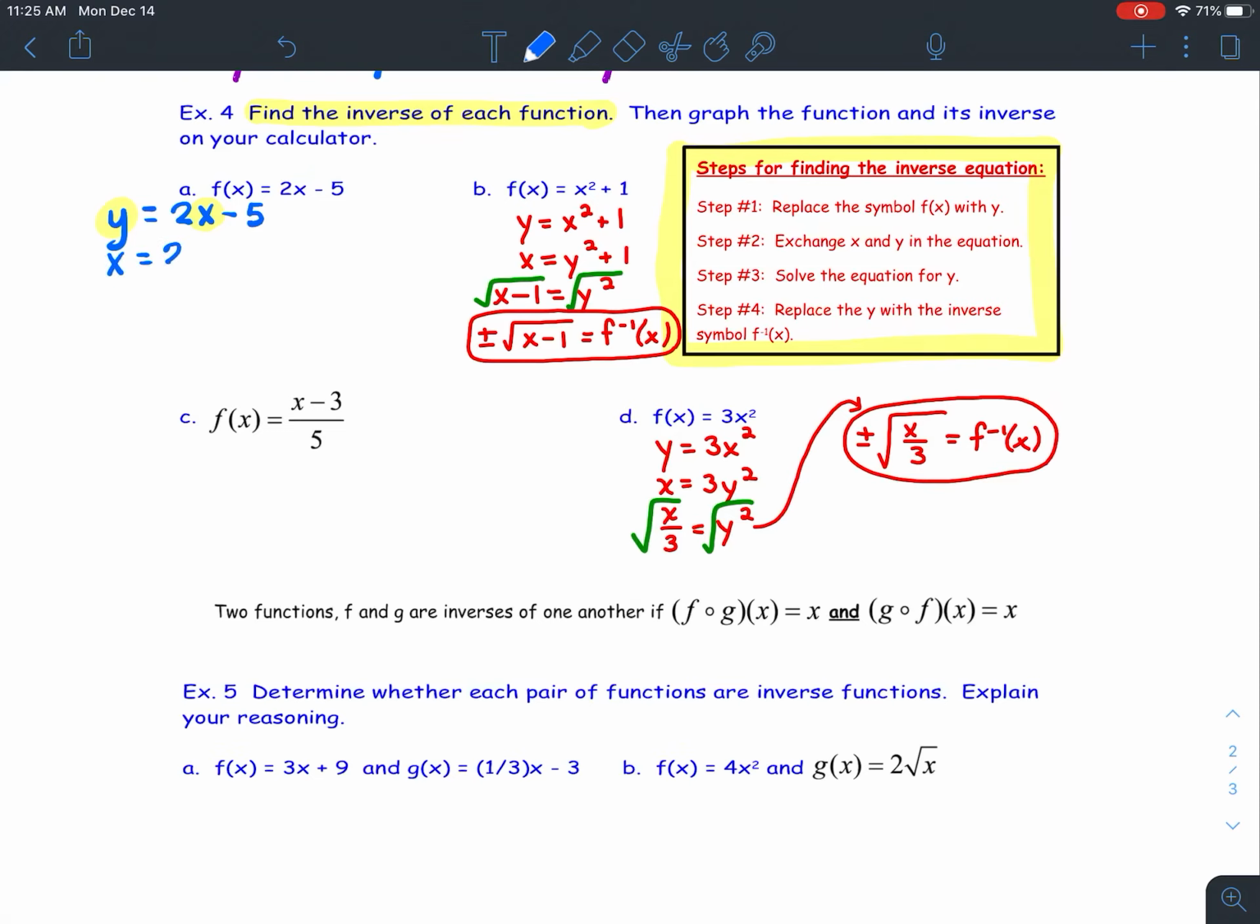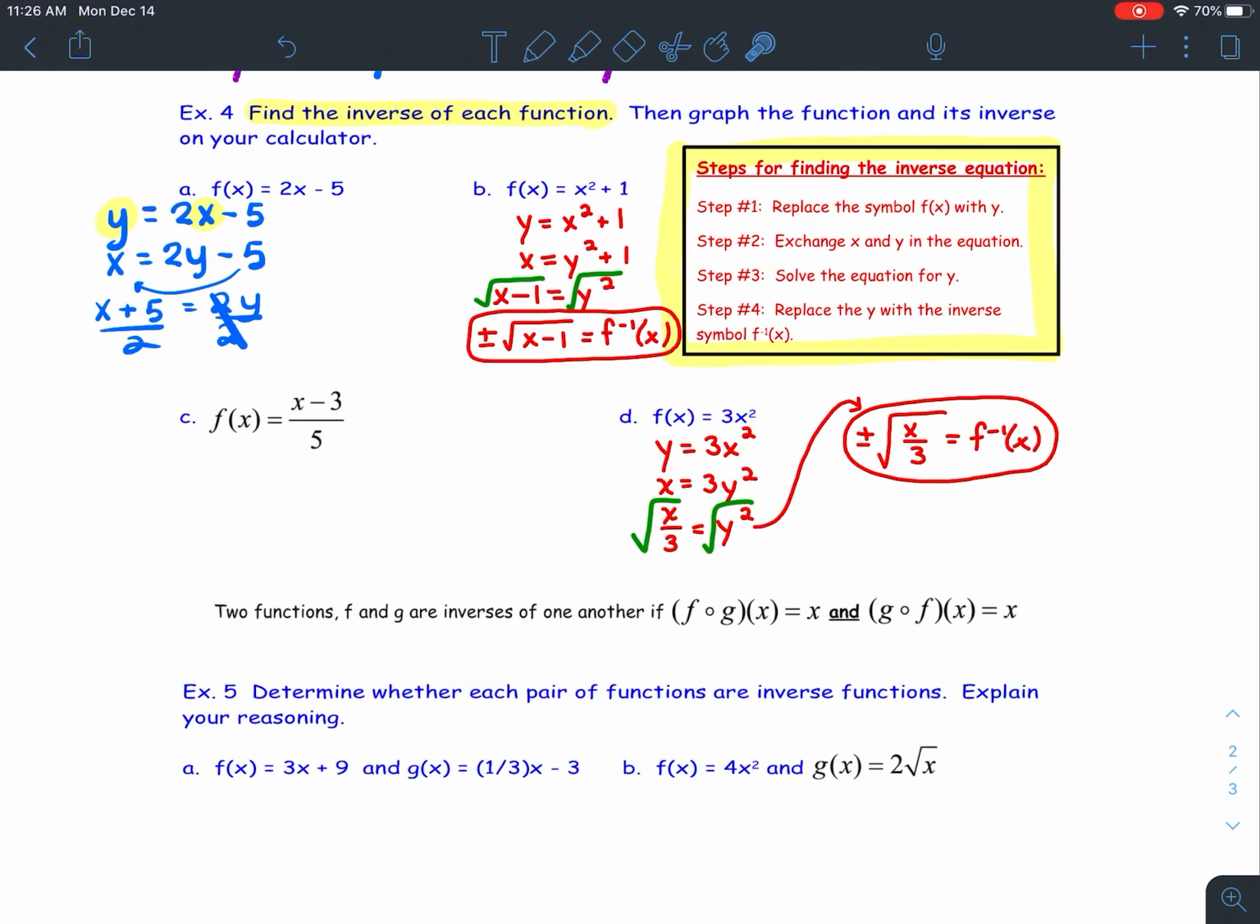The numbers stay exactly where they're at. So you can see instead of y equals 2x minus 5, I've written x equals 2y minus 5. Okay, now we are at step 3. Now they want us to resolve this equation so the y is by itself again. So I'm going to move this 5 to the other side. I'll add 5 there. And then we're going to divide both sides by 2 so that the y is by itself.